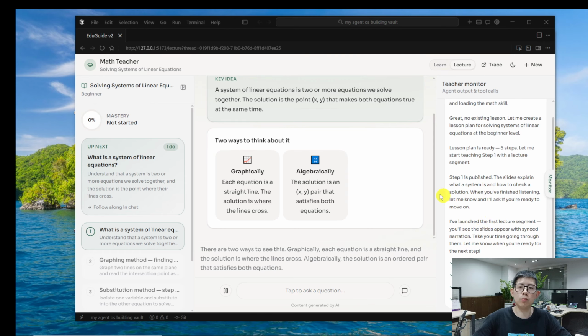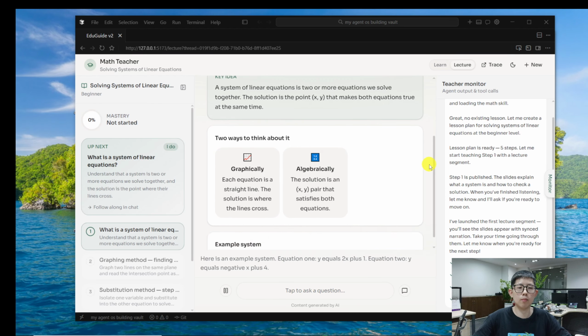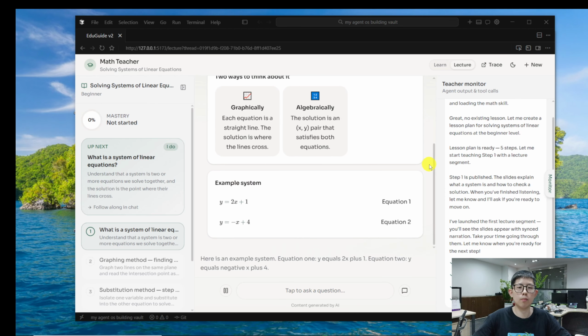There are two ways to see this. Graphically, each equation is a straight line, and the solution is where the lines cross. Algebraically, the solution is an ordered pair that satisfies both equations. Here is an example system. Equation 1, y equals 2x plus 1. Equation 2, y equals negative x plus 4.